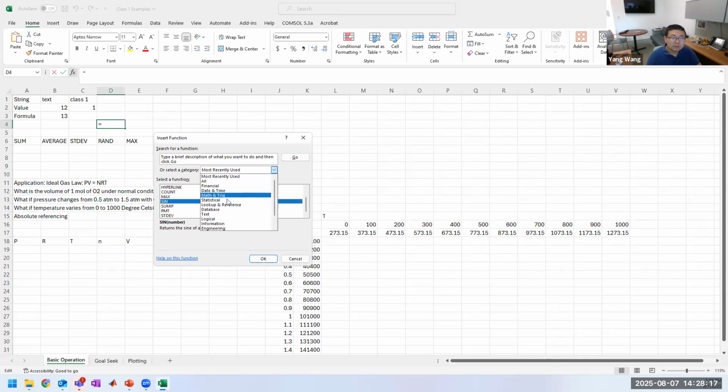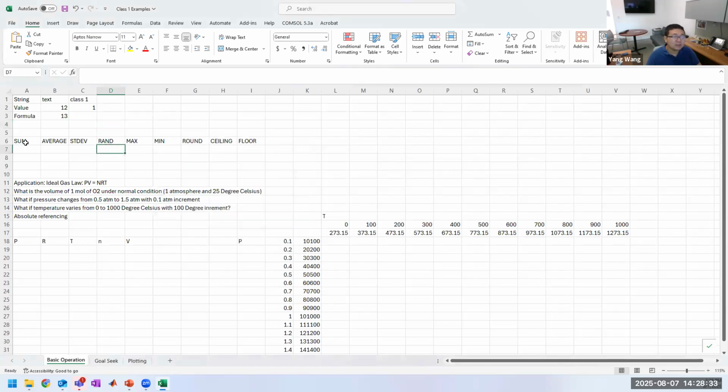You can also find statistical, which includes quite many functions in the statistical domain. And then engineering, there are some like the Bessel function, although these are quite uncommon for our class right now. But these are the ones that I commonly use in Excel.